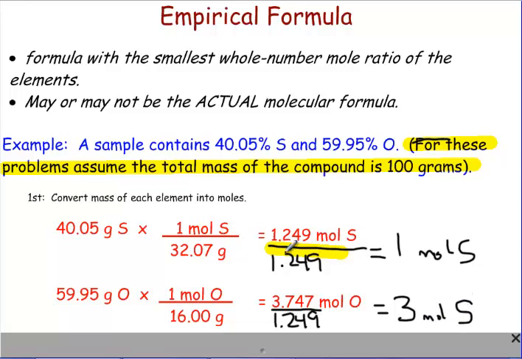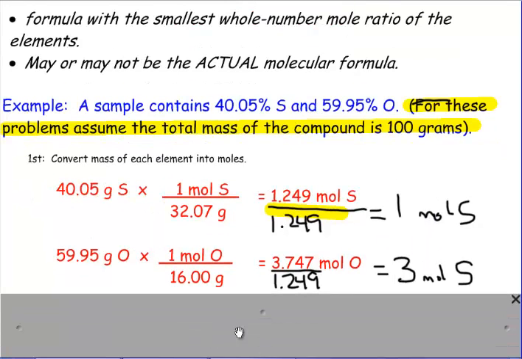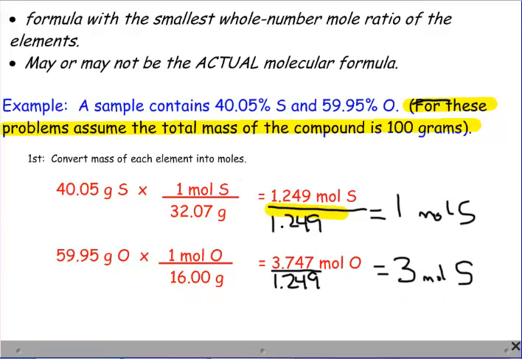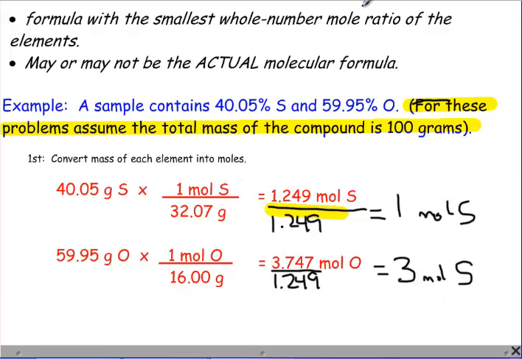of oxygen. So I've converted these weird numbers into whole number ratios, and now what I can do is I can write the empirical formula for our sample. We can't name it yet because we don't know what it is, but I know that I have 1 sulfur for every 3 oxygens. And that's how we find empirical formula. You need the lowest whole number ratio of atoms in a substance.